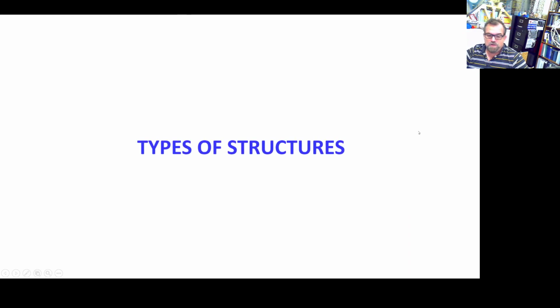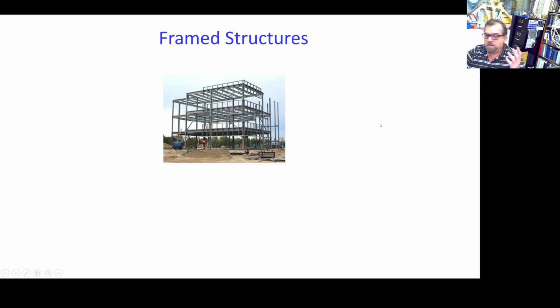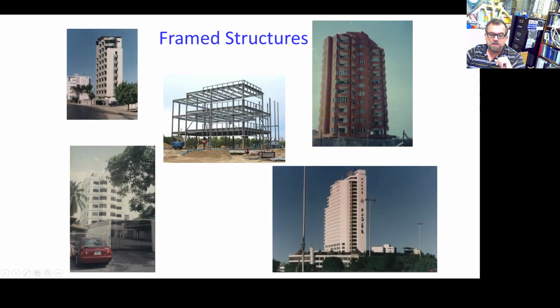Types of structures, well, you name it. You can start talking about that the whole day. I'm just going to mention several groups. Frame structures. What is a frame? A connection of elements, beam and columns, forming these types of configurations.